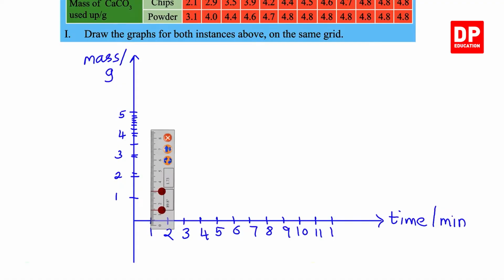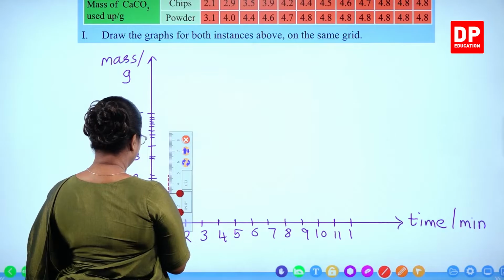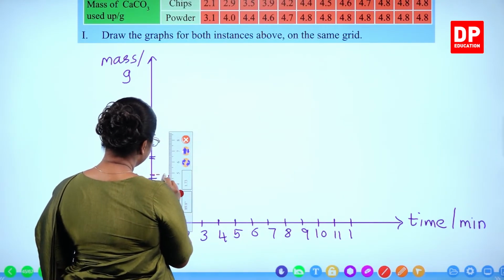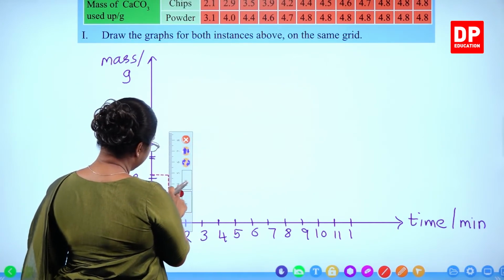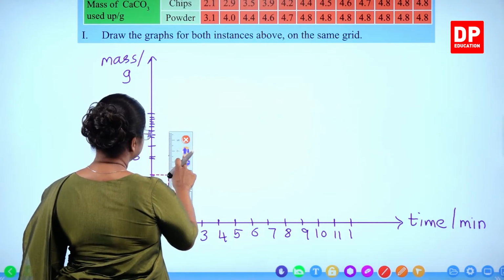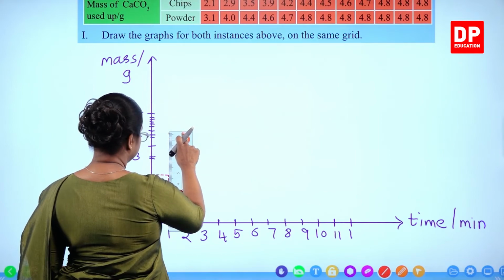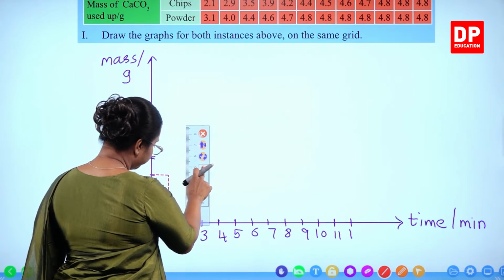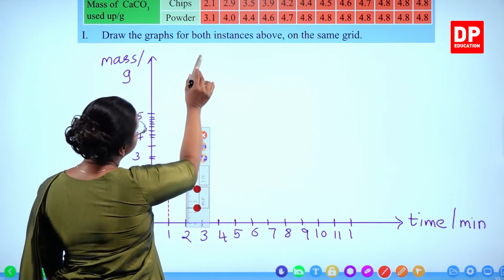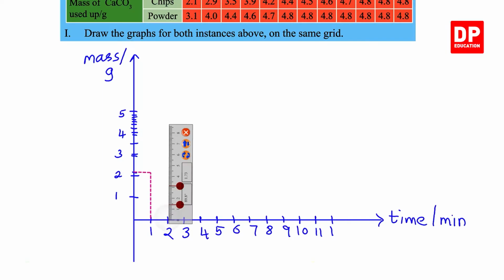So first minute, here we need to have it for point 2.1. So here if I draw the other line, it's going to be up to this point there. Then the second one, 2.9, second minute. It's going to be up to 2.9. So here you can see it has to come up to somewhere here and from here there.